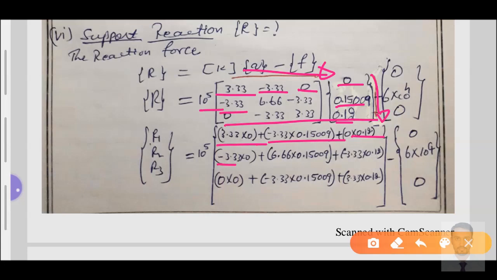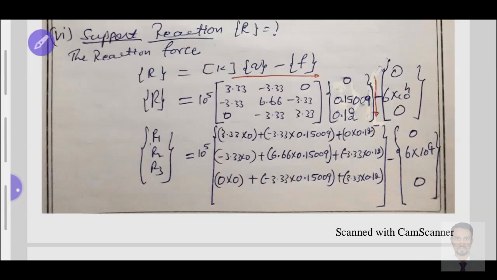Minus 3.33 into 0 plus 6.66 into 0.15009 plus minus 3.33 into 0.12. Second row first column is over. Third row: 0 into 0 plus minus 3.33 into 0.15009 plus 3.33 into 0.12.